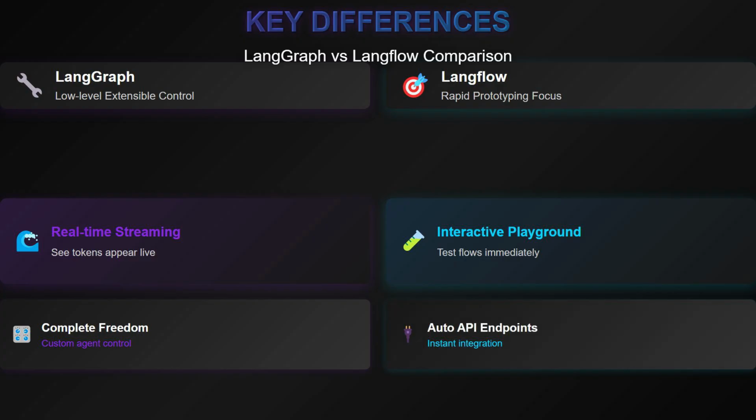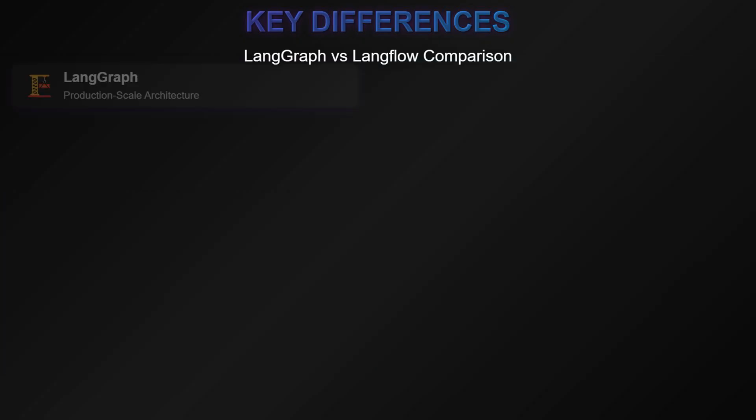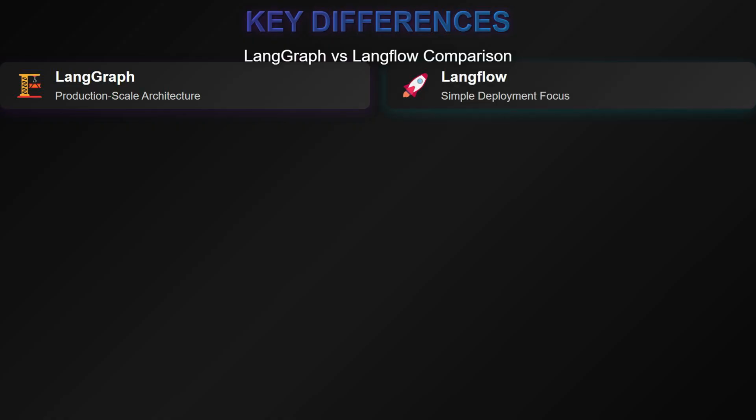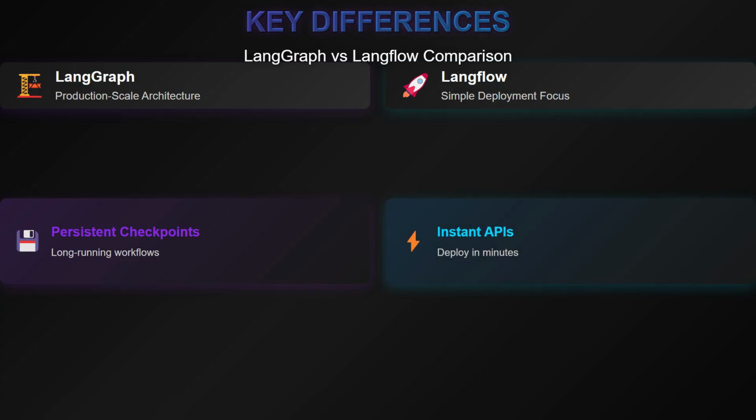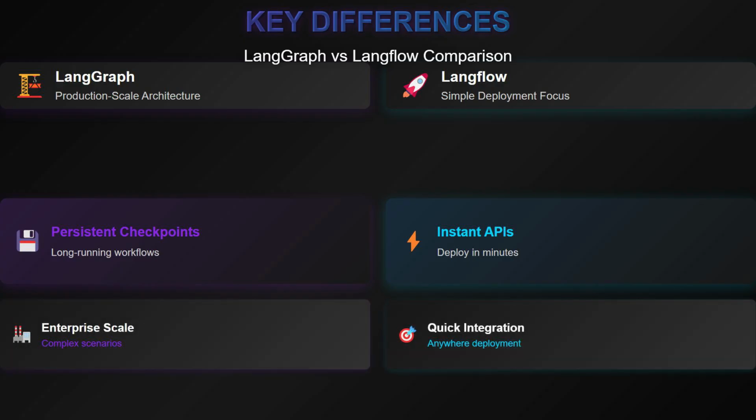Third, deployment and persistence. LangGraph has built-in support for long-running workflows and persistent checkpoints. This means your agents can handle really complex, multi-step processes that might take hours or days to complete. It's built for production-scale applications. LangFlow makes deployment super simple. Every workflow automatically becomes an API that you can integrate anywhere. It's more focused on getting your agents deployed quickly rather than handling ultra-complex scenarios.